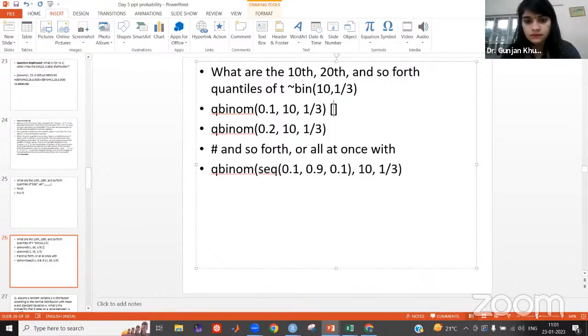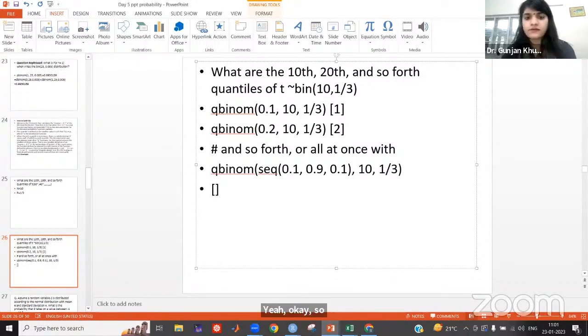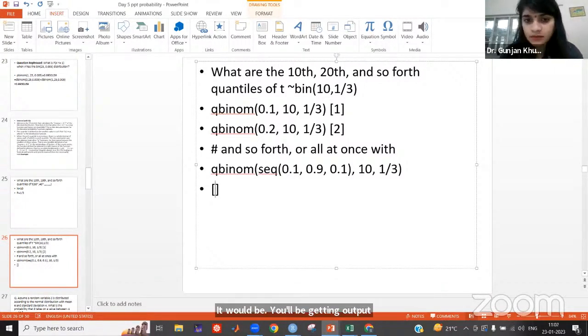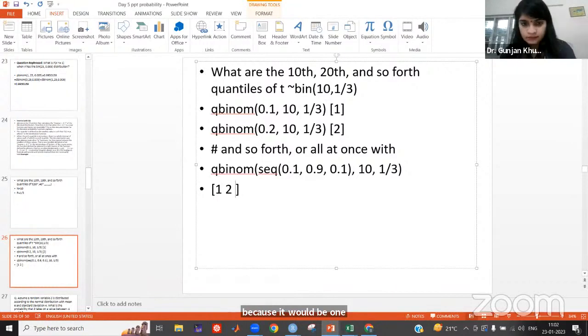One. Shabana, one. Okay. Then what about this? 2. Okay. So the answer would be in a sequence form, right? You'll be getting the output as a sequence, because it would be 1, then space, then 2, then what?